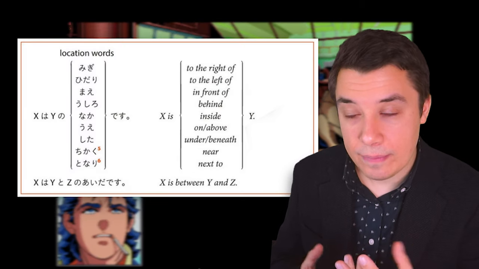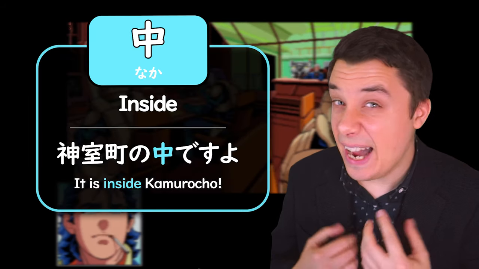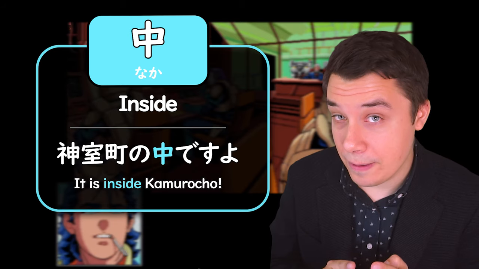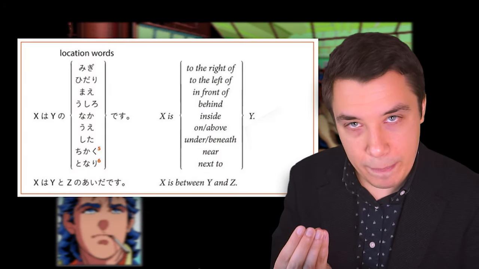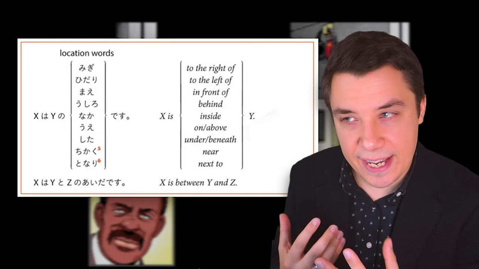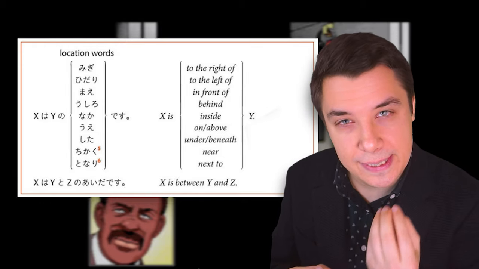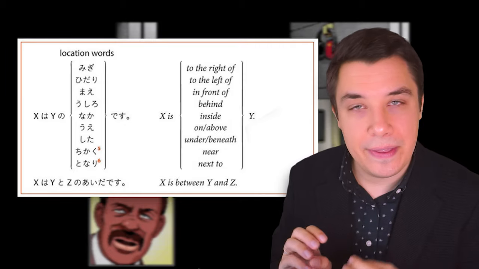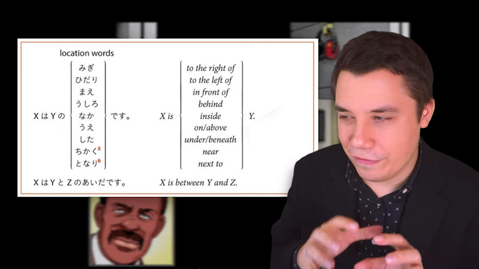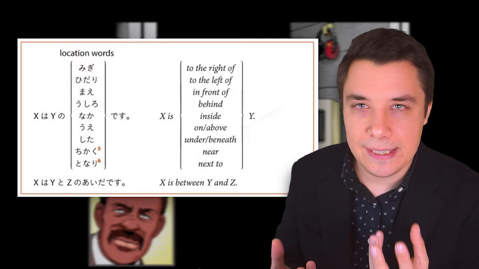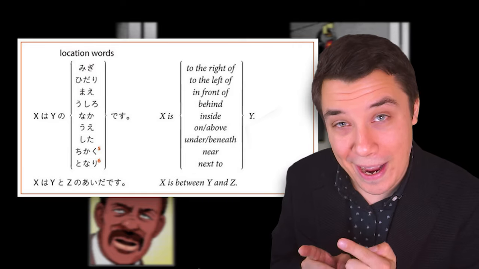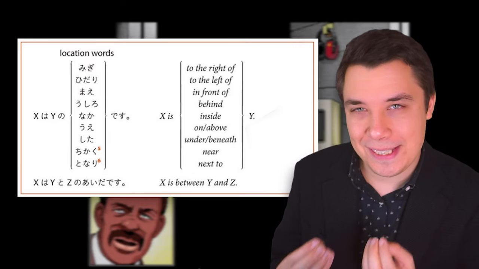Or X wa, as for X, Y no naka desu. As for X, it is inside Y. So here we can see a combination of the wa particle, that's as for whatever comes before it. As for X, so regarding X, we're going to talk about X. No is the possessive particle, so of Y, and then naka inside, or mae in front, or ushiro behind. So the behind, or the front, or the inside of Y. And then desu is just the polite way of saying to be. So as for X, it is in that location of Y. So this is really useful language to express where something is.